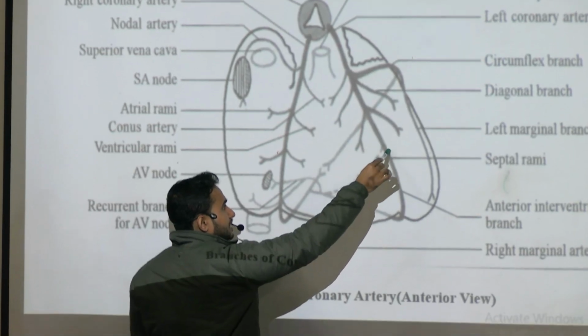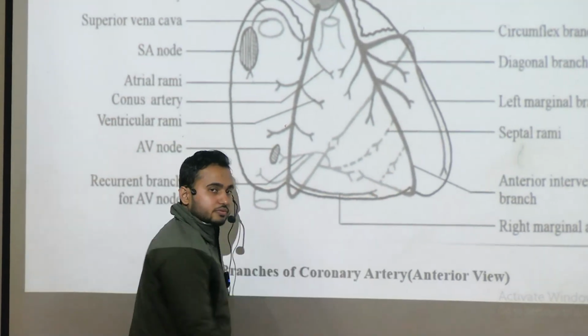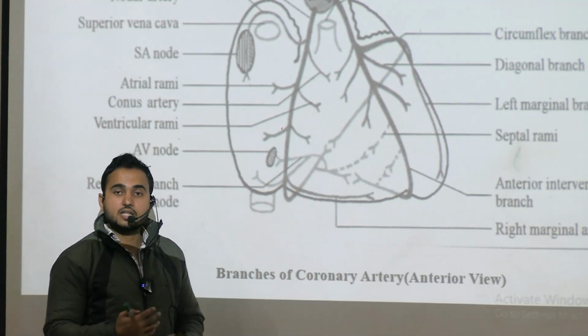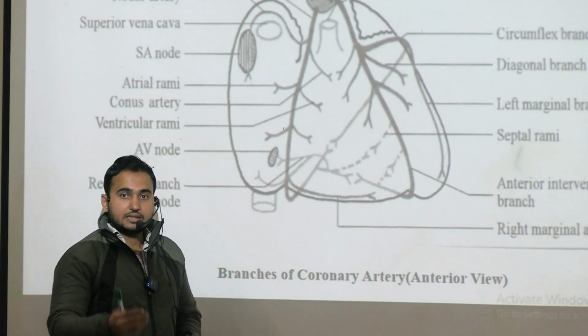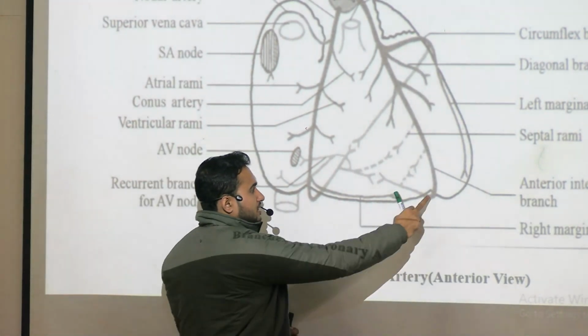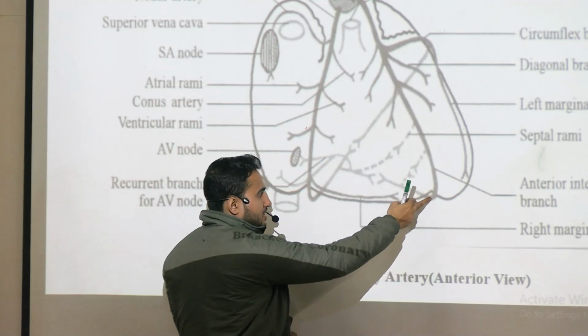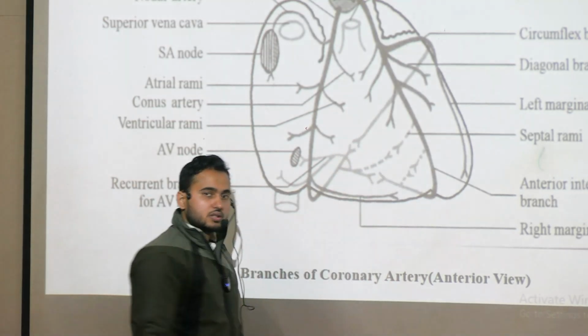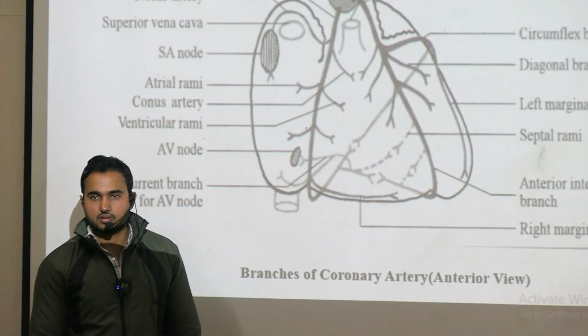Now it is descending in the anterior interventricular groove. In which surface? Sternocostal surface. Then it reaches near the apex of the heart. Once it reaches near the apex, it winds around the apex and then goes onto the diaphragmatic surface. ठीक है?